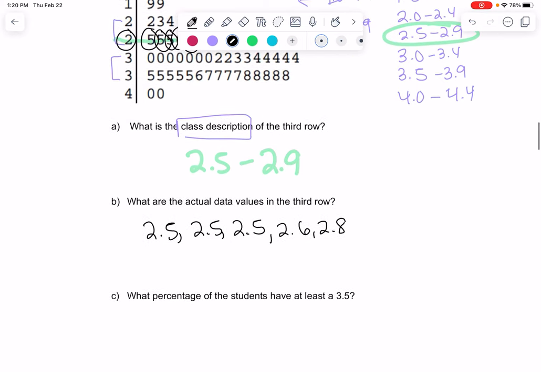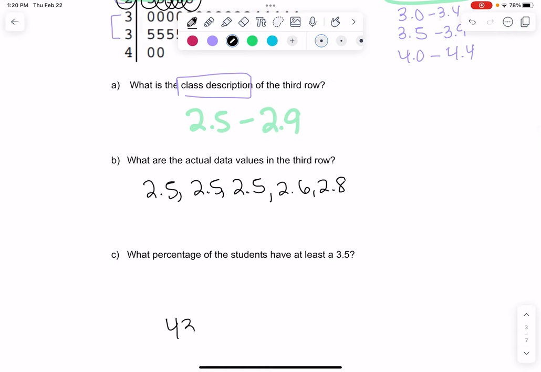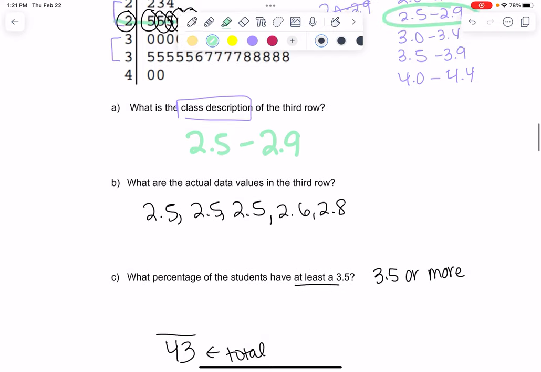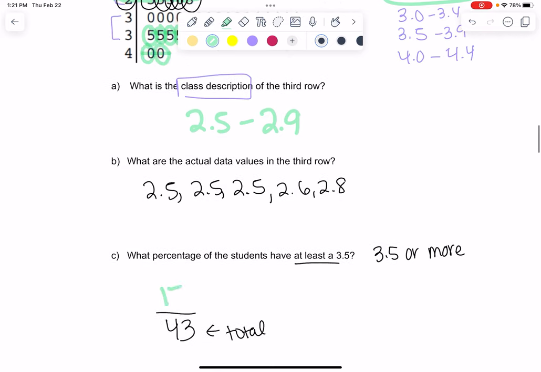All right, and then let's see how many students, what percentage have at least a 3.5. So we know there's 43 total students. So we're gonna make it out of 43 because that's my total. And then at least 3.5 is 3.5 or more. And we're gonna go to 3.5 or more, and we're just gonna count. 1, 2, 3, 4, 5, 6, 7, 8, 9, 10, 11, 12, 13, 14, 15, 16, 17. Those are all the people who are 3.5 or above.